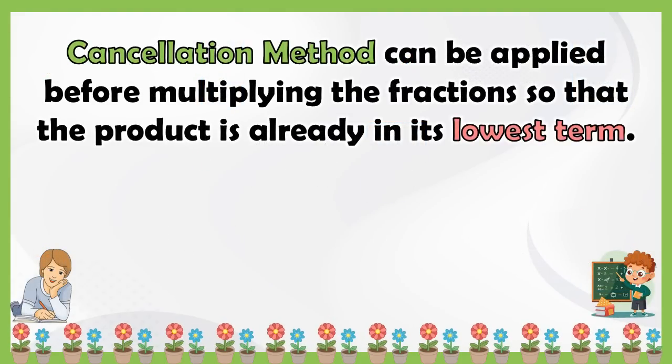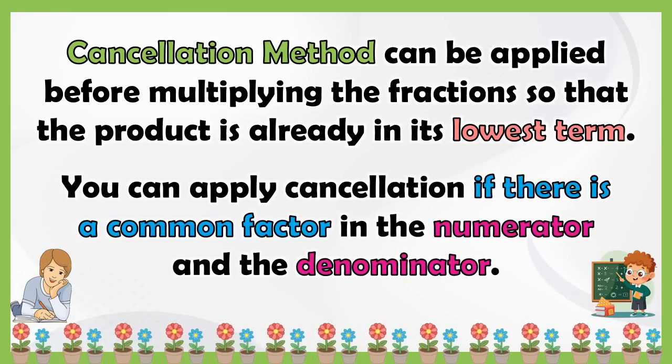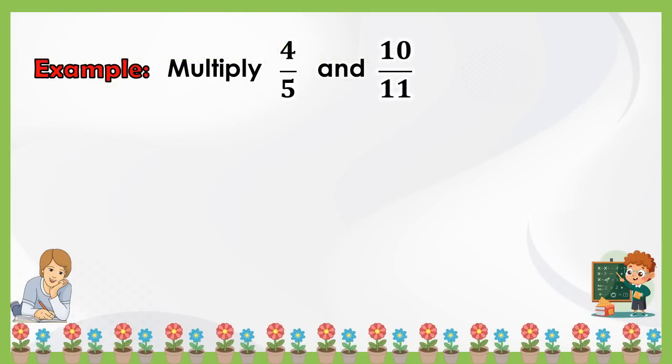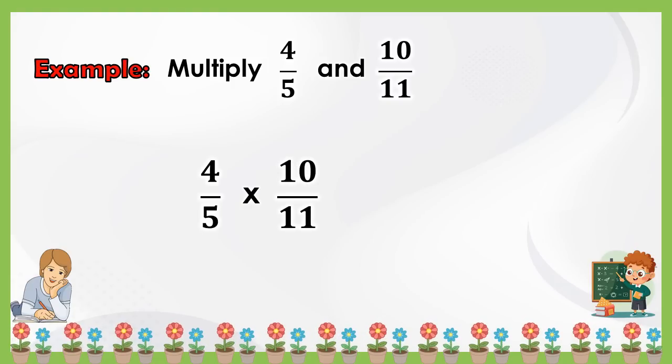The cancellation method can be applied before multiplying the fractions so that the product is already in its lowest term. You can apply cancellation if there is a common factor in a numerator and a denominator. For example, multiply 4/5 and 10/11. Rewrite 4/5 times 10/11. First, use the cancellation method before multiplying the fractions. It can be 4/5 and 10/11, or 4/11 and 10/5.